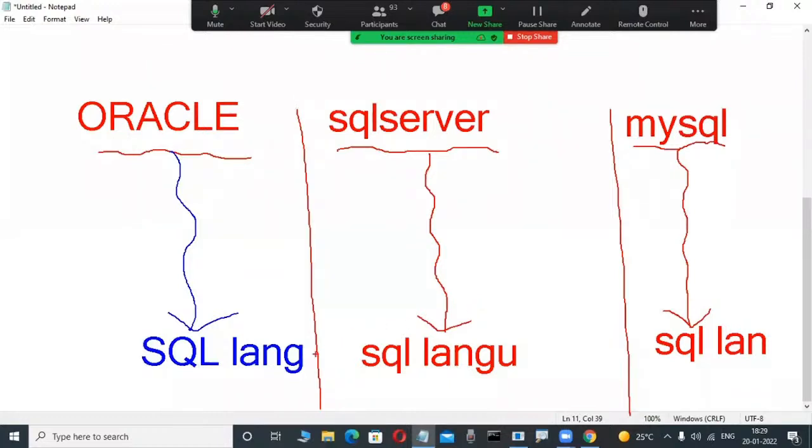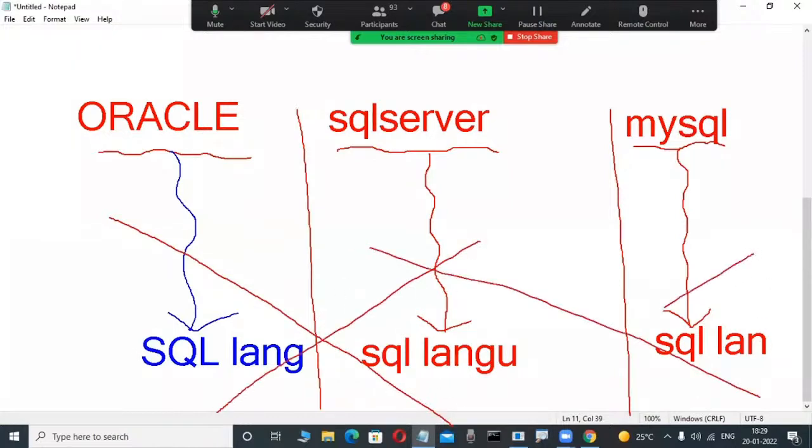Very good. In our class, so many fellows are telling you the same only. That is 100% wrong. All these SQL languages are different, not the same. Why are so many students confused? Why are so many employees telling that they are the same?